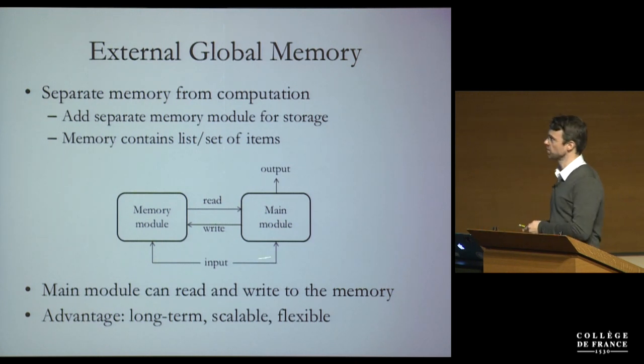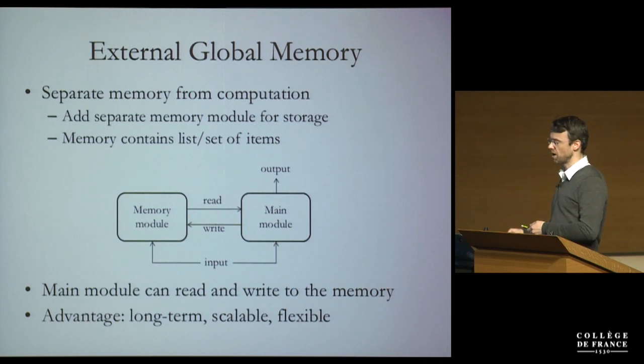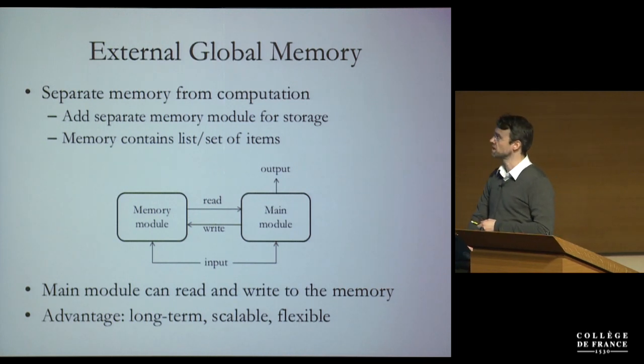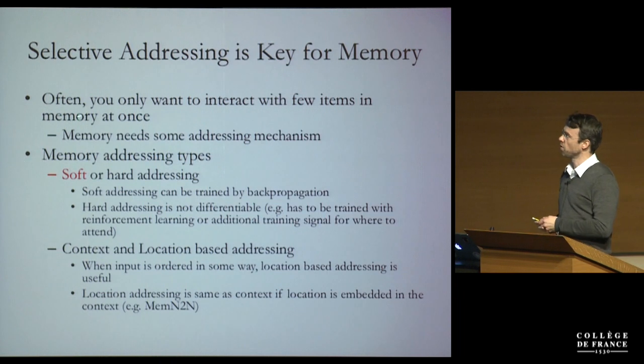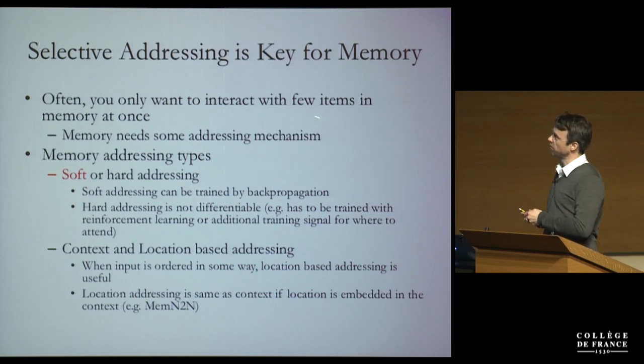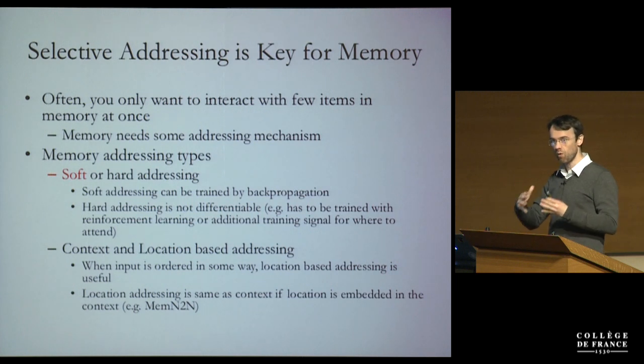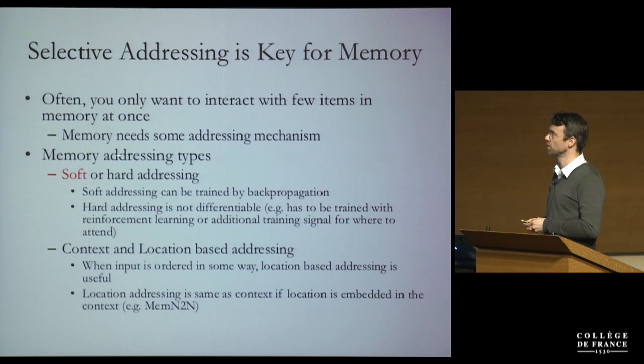There's a bunch of different ways. Obviously, this is a very general architecture I'm describing, and there's a bunch of ways you can instantiate it. You need some way of interacting with some small piece of the memory. It's very unlikely that all the items in memory are going to be useful for you. So you need some kind of addressing mechanism. And there's a couple of ways of doing that.